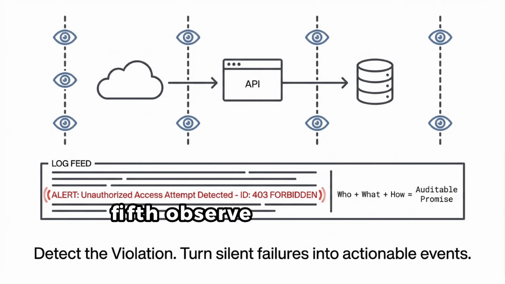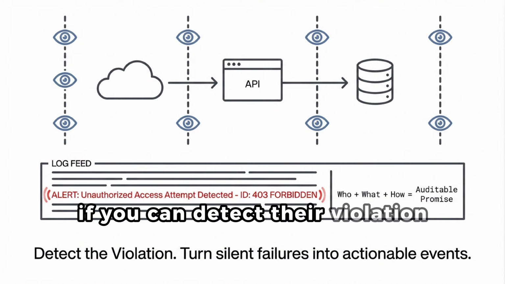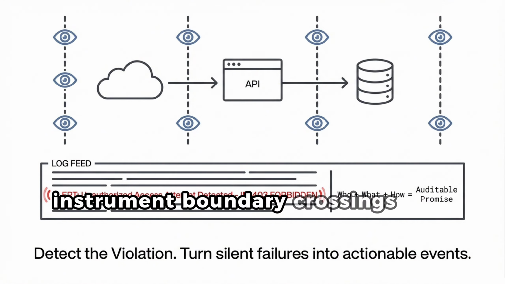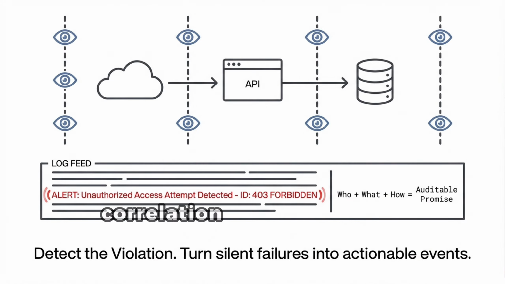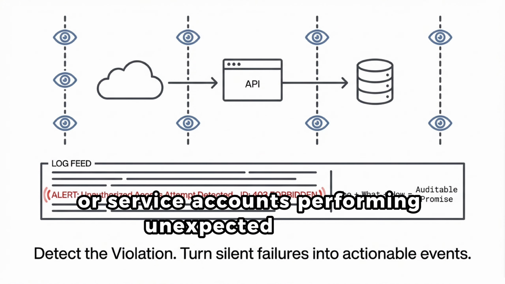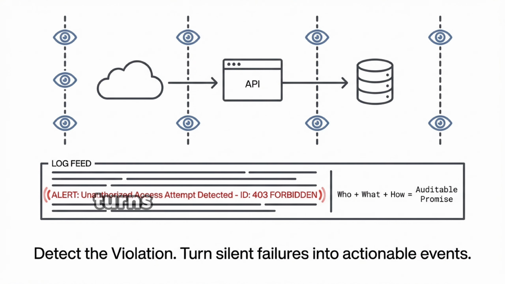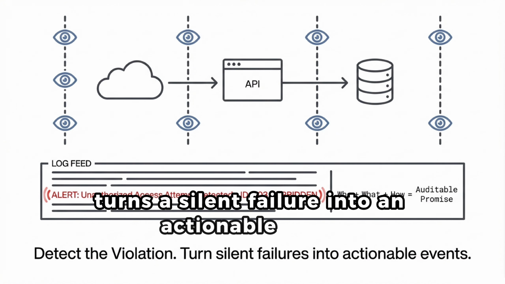Fifth, observe and monitor. Assumptions are only useful if you can detect their violation. Instrument boundary crossings with structured logs, correlation IDs, and metrics. Alert on anomalies: sudden access from new IPs, tokens used outside normal hours, or service accounts performing unexpected actions. Detection turns a silent failure into an actionable event.